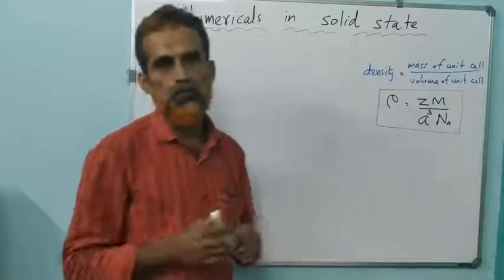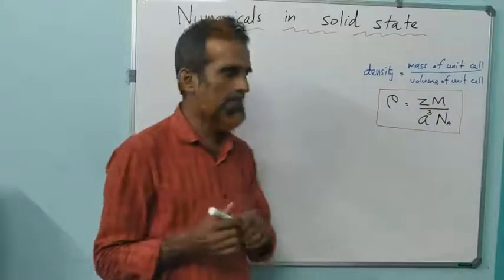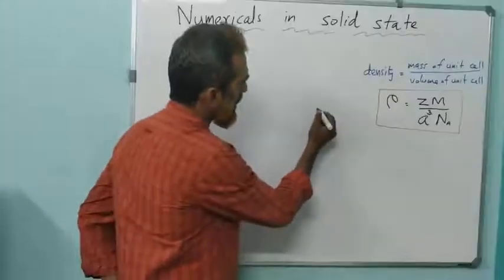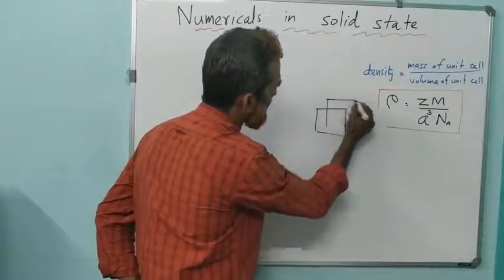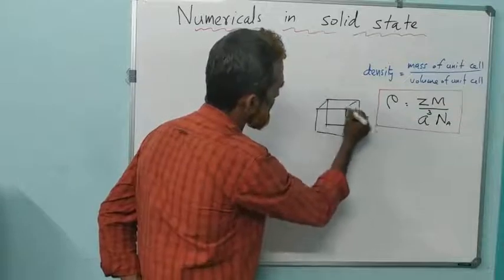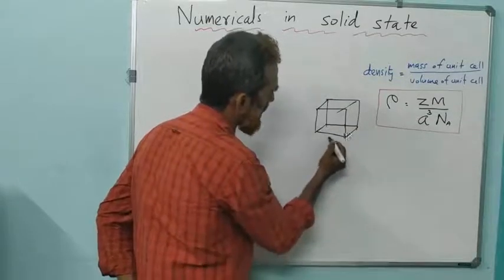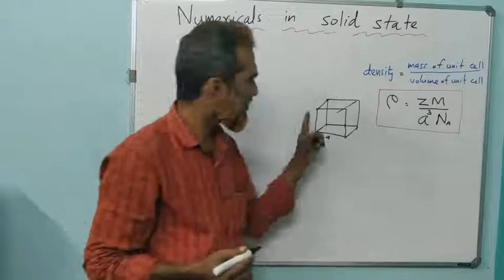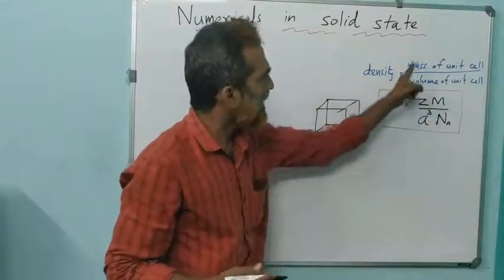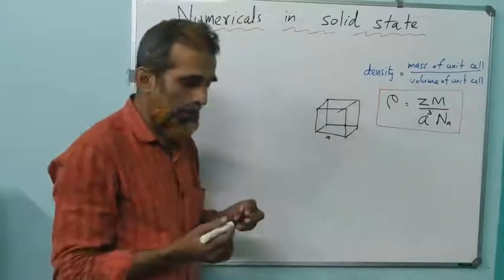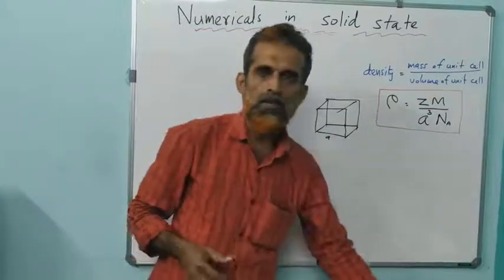If it is a cube having an edge length of a, suppose the side of the cube is a, right? This is a. Volume of a cube is a cube. So the volume of the unit cell is a cube. Now what is the mass of the unit cell? It depends upon the type of lattice.